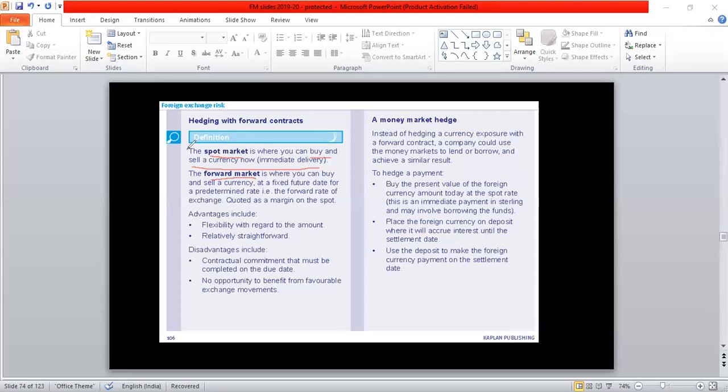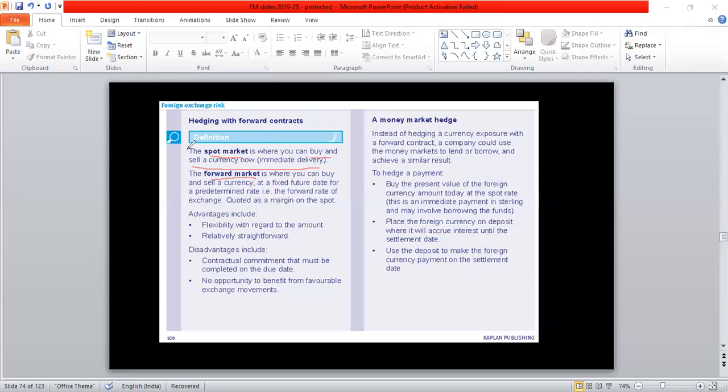The disadvantage is you have to fulfill that, even if it is not favorable to you on the future date. There is a contractual obligation, a commitment, which has to be fulfilled on the future date. No opportunity to benefit from favorable exchange movements. Because it has to be fulfilled on those terms and conditions, it may not be beneficial to fulfill that. So that is another disadvantage.